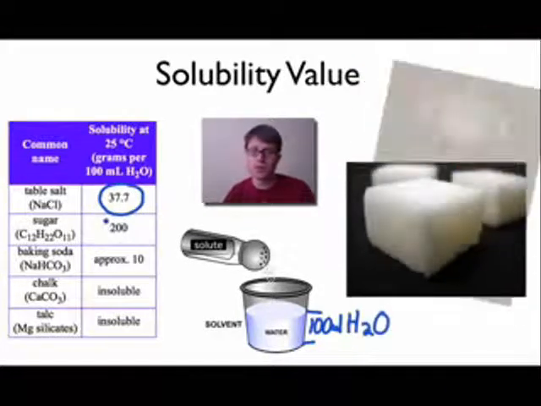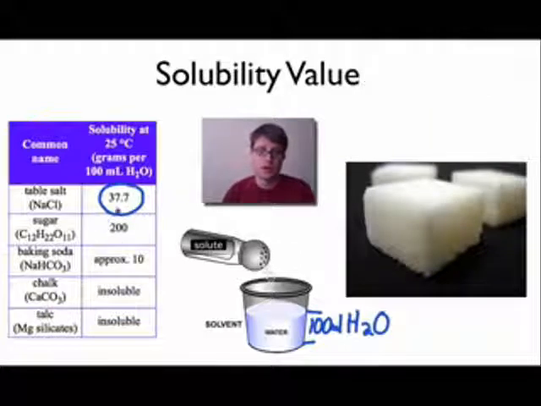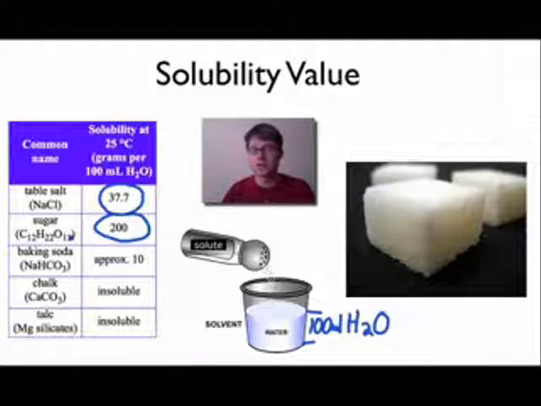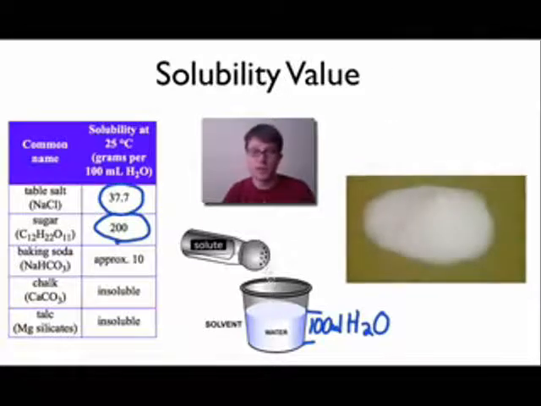Now if we compare that to sugar, you'll find that the solubility value is going to be much higher. Sugar, sucrose, is going to have all these hydroxyl groups around the outside. So you can actually take 200 grams of sugar and dissolve that in 100 milliliters of water, which is an astronomical amount. So you can get a huge amount of sugar mixed inside there. It has a high solubility value. If we compare that to something like baking soda, it actually has a value of around 10.